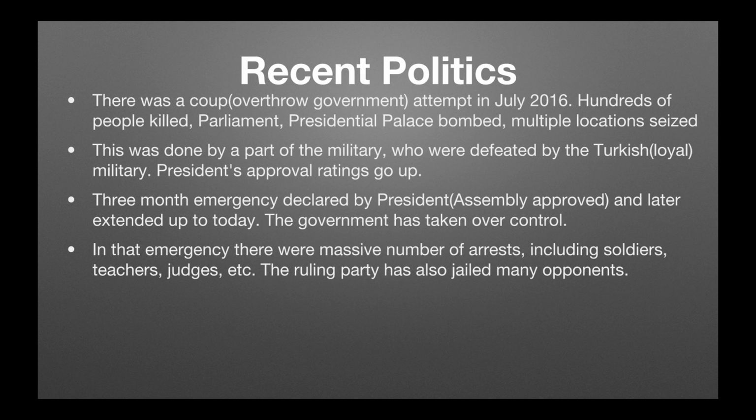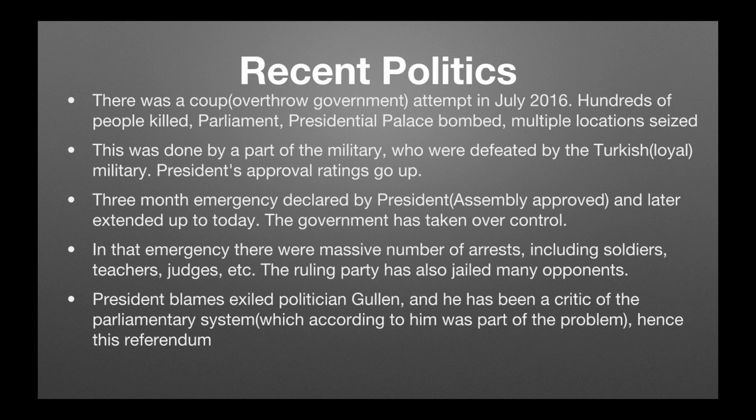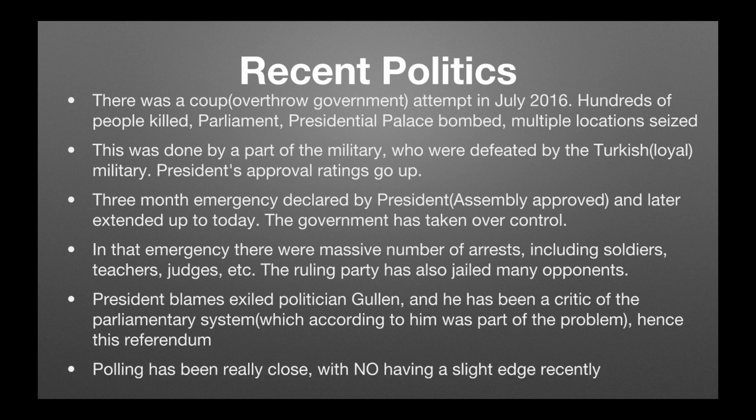In that emergency, there were a massive number of arrests, including soldiers, teachers, judges, other officials. The ruling party also has jailed many political opponents. The president blames the exiled politician, who will not be named, and the president has been a critic of the parliamentary system, which according to him was part of the problem, hence this referendum. Polling has been really close, with no having a slight edge recently.